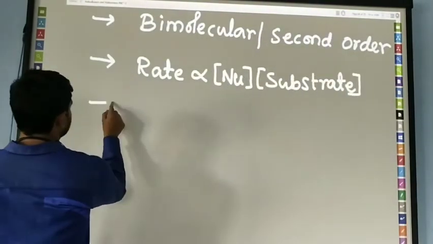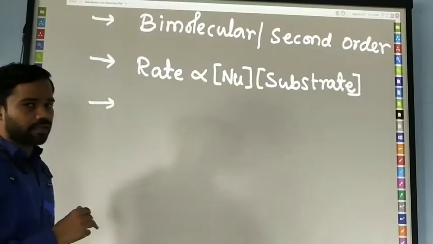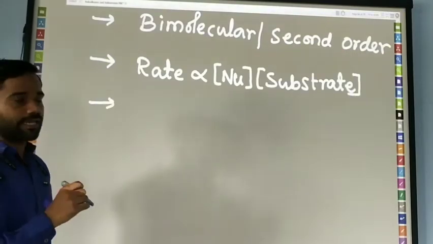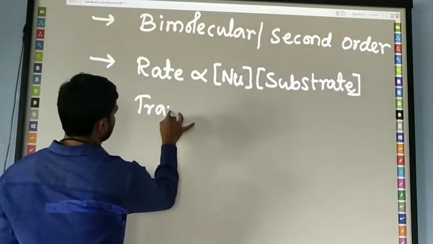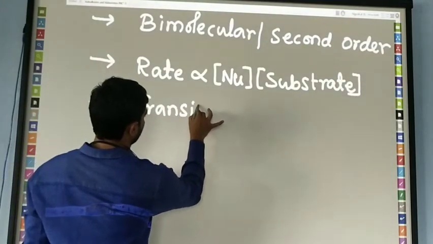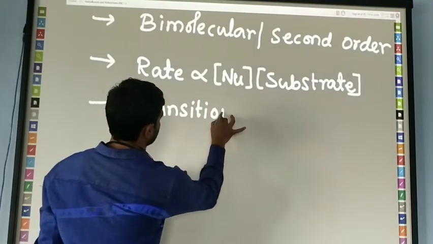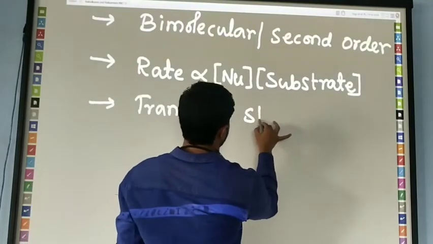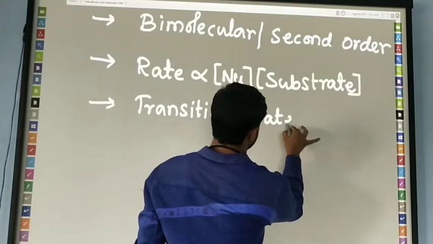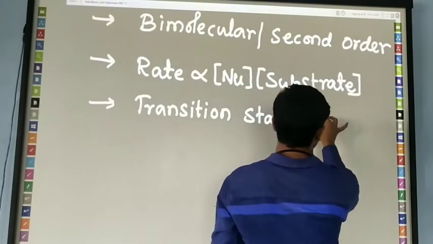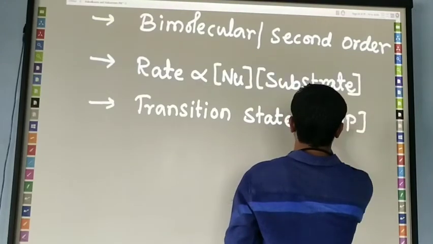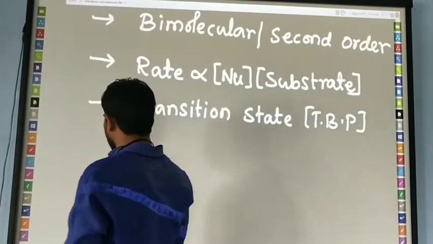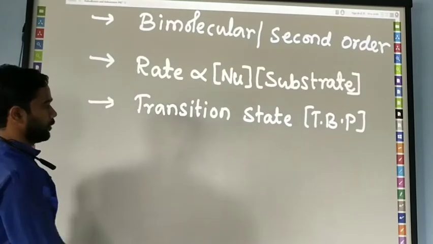Let me check whether there is a formation of any intermediate here. Definitely not. In this case, there is the formation of a transition state. In the SN2 mechanism, we obtain the transition state, which exhibits TBP geometry, that is, trigonal bipyramidal geometry.